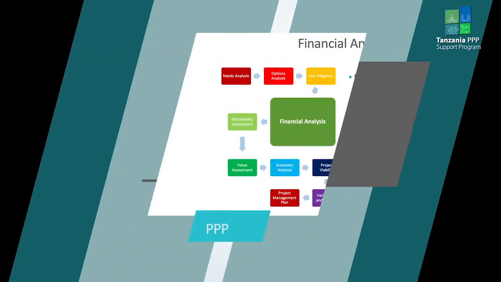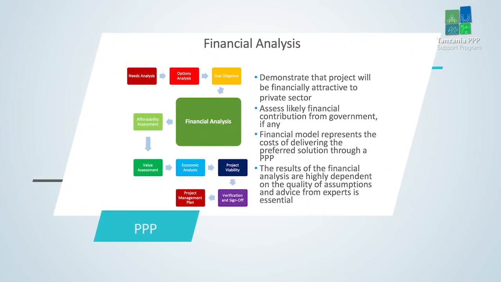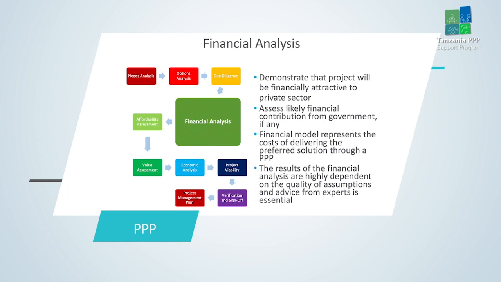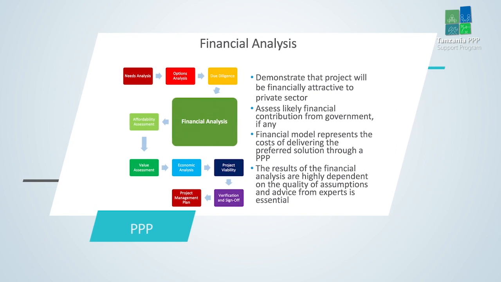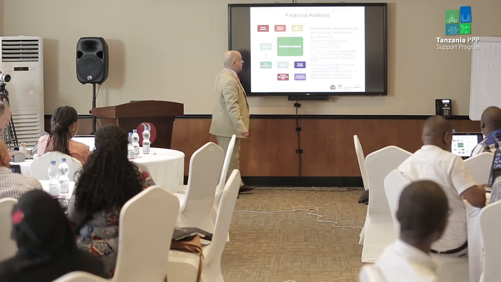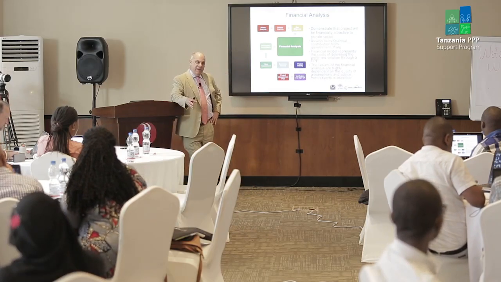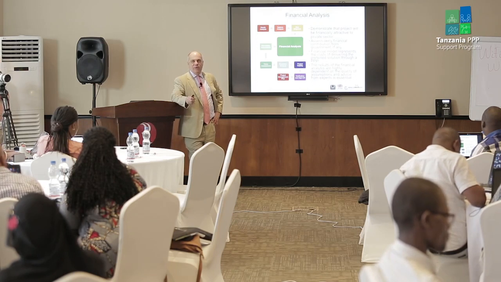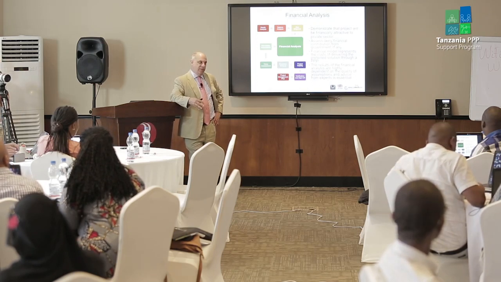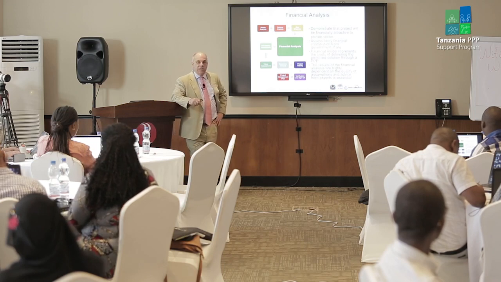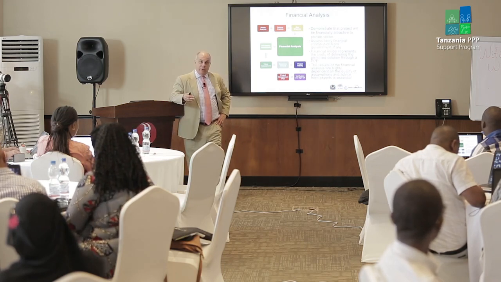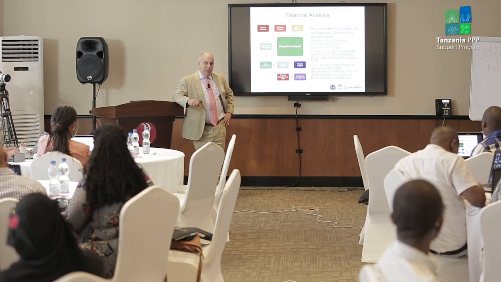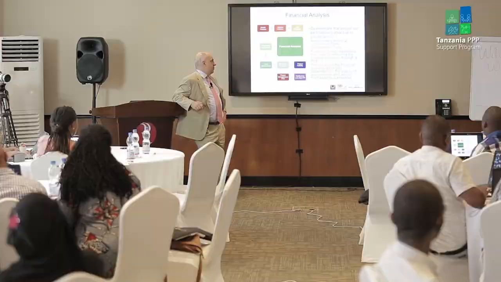All right, so in that second phase of our PPP project cycle, we have feasibility studies. This is a whole, like, looking at all the various steps in feasibility analysis. But we're concentrating on this one, financial analysis. We want to know, can we make a project that's affordable and bankable? That's what this is going to help answer, okay? To make it bankable, is the government going to have to contribute to the project? Does it make sense for the government to contribute to the project?